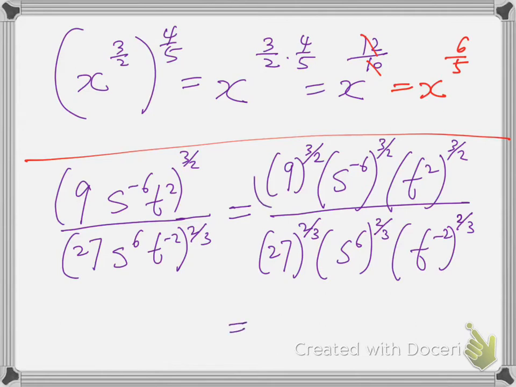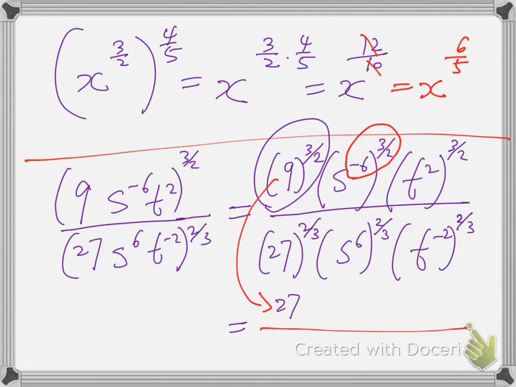So 9, what is this? This is the square root and then cube. So this is 27, right? And then this is negative 6 times 3 over 2, so this is s to the negative 9 power. And then t: 2 times 3 over 2, t cubed. So this is also a multiplication. Denominator: this is the cube root and then the second power. So this is 9. And then 6 times 2 over 3, so it's s to the 4 power down here, right? And then t: negative 2 times 2 over 3. So this is t to the negative 4 over 3 power.